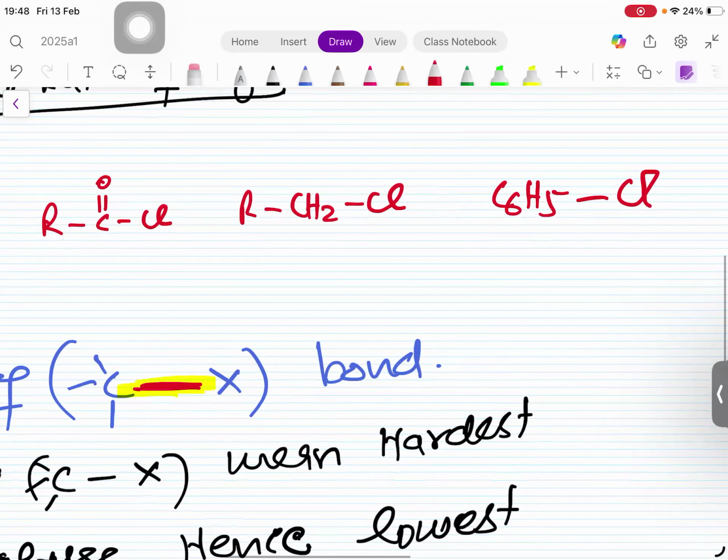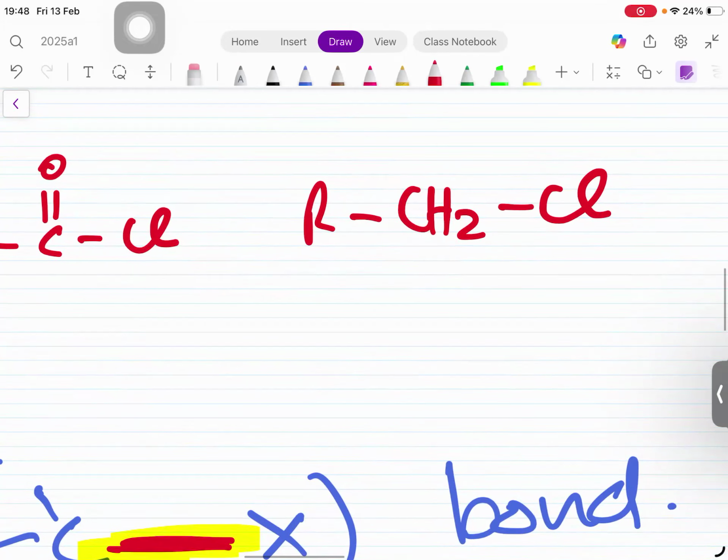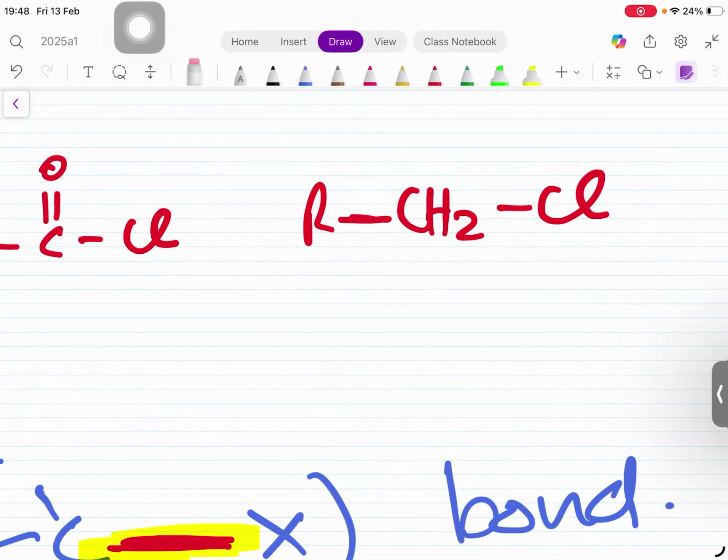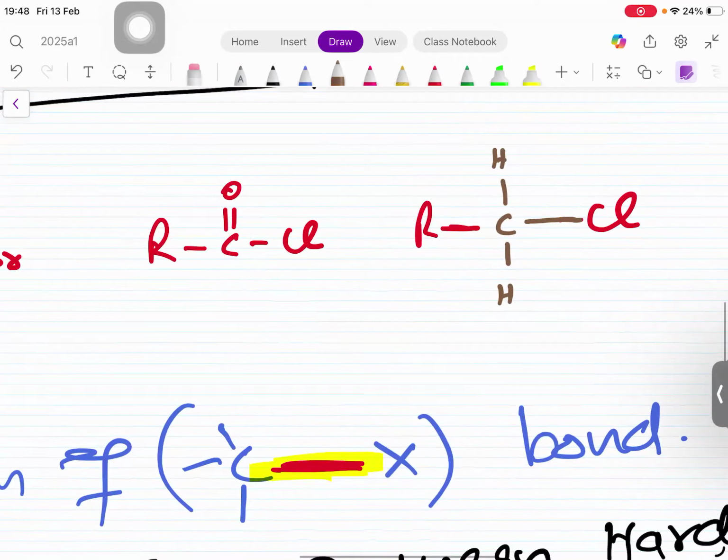What about this? If I compare the haloalkane with acyl chloride, I'm starting with this. So we say that this C double bond O, as we know that the electronegativity of oxygen is very high, acts as kind of an EWG. EWG means electron withdrawing group. So it pulls the electrons towards itself.